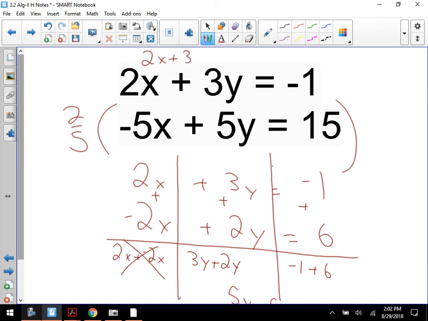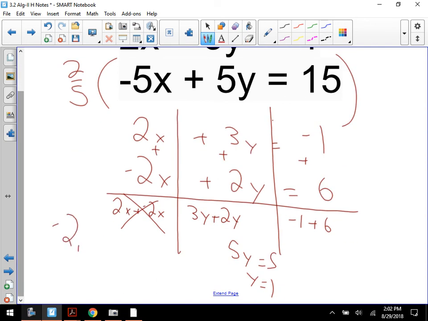2x plus 3. What's negative 1 minus 3? What's negative 4 divided by 2? So our ordered pair would be at negative 2 and 1. What do you got, Dan?